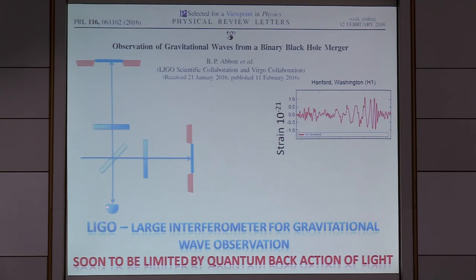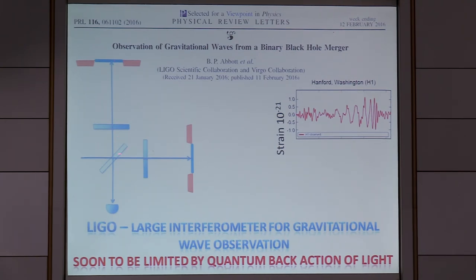If there is nothing, then here is zero. If the gravitational wave comes, it's a quadrupole wave, so it does the displacement out of phase. And so you have a signal here, and this is what they got the prize for. So it's the unbalanced signal here. When they reach their next milestone of sensitivity, hopefully in a few months, they will be limited by the quantum back action of the measurement.